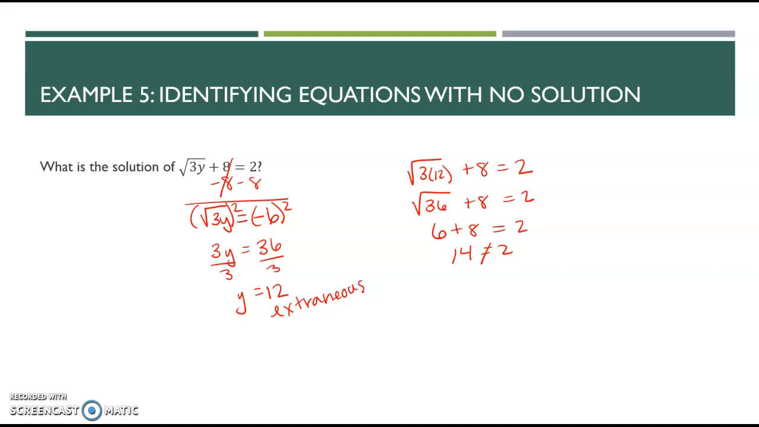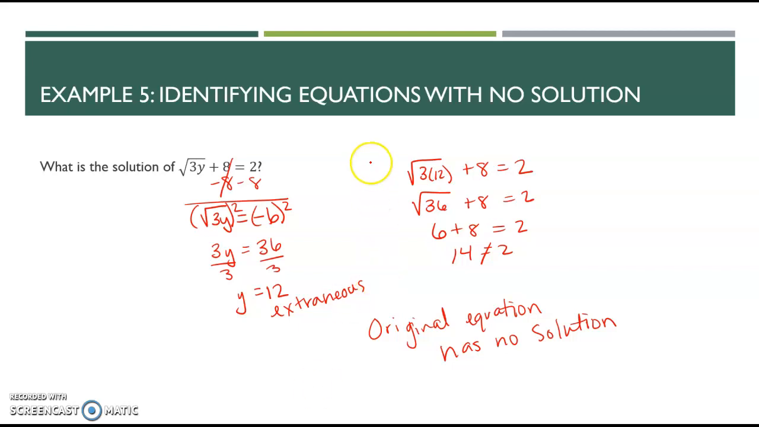But then you're like, but there's no other option. And because there are no other options, the original equation has no solution. So again, this is where when we come up with an apparent solution and we plug it back in and it does not work and there are no other options, then that means that our equation actually has no solution.